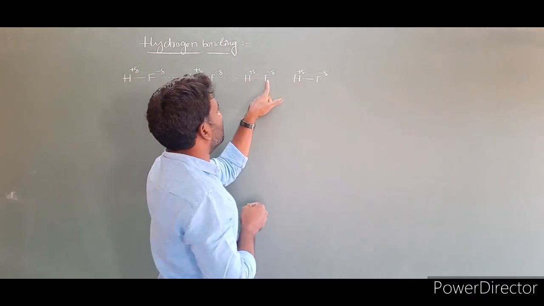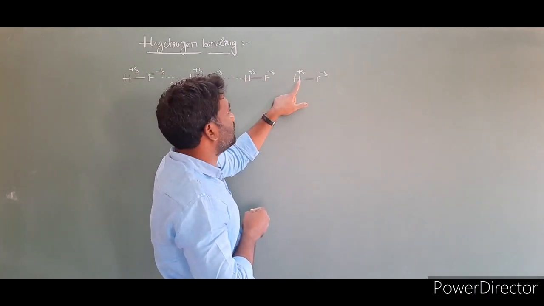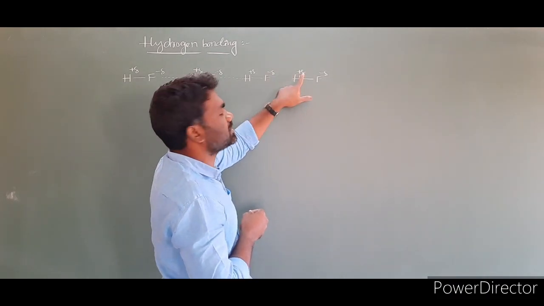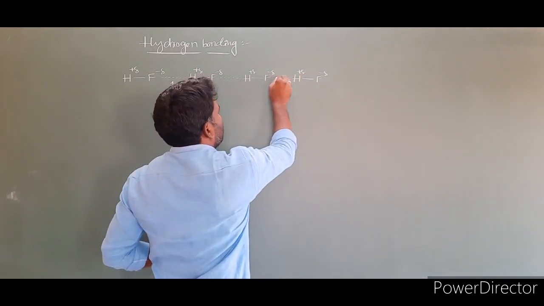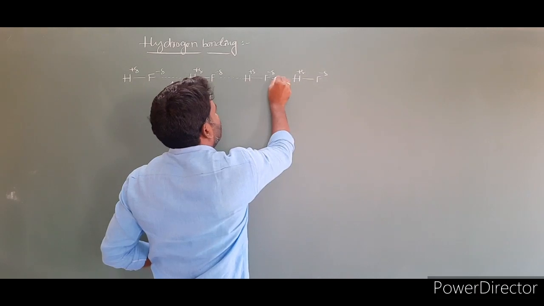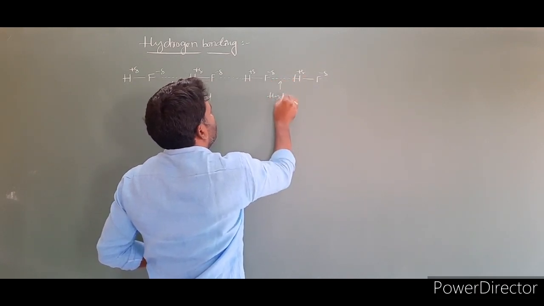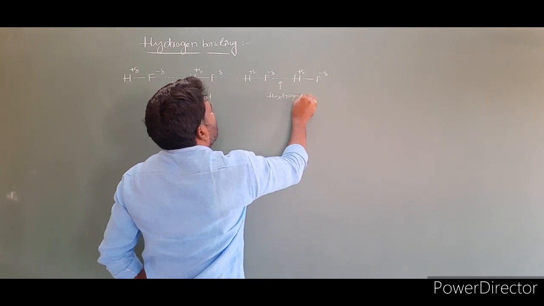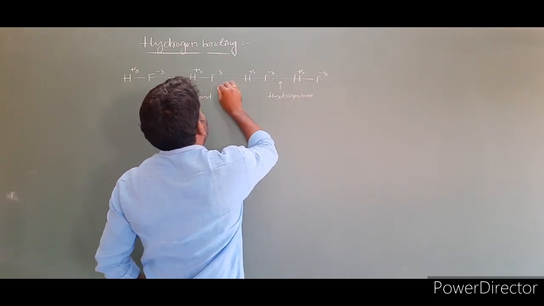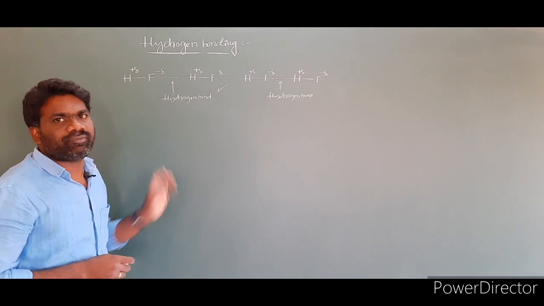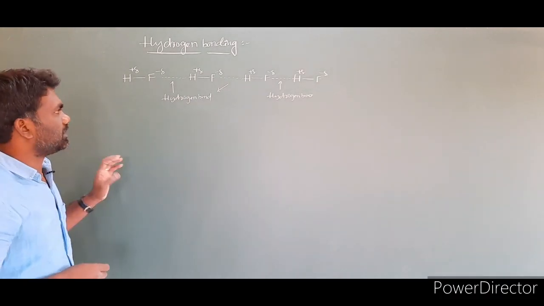Between these two molecules, fluorine is more electronegative, so it has the partial negative charge, and hydrogen has the partially positive charge. In between them, hydrogen bond. So this is also a hydrogen bond. Even this one is also a hydrogen bond. So this is the definition of hydrogen bond. Now let us write it.